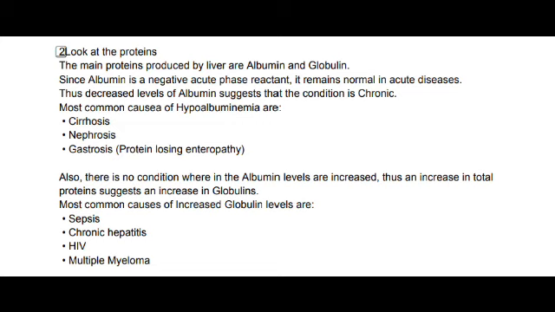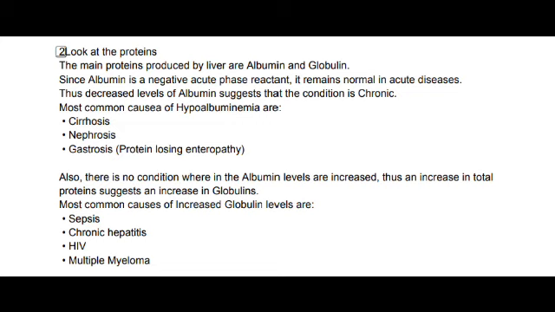And the most common causes of hypoalbuminemia are cirrhosis, nephrosis and gastrosis. Gastrosis is mainly the protein losing enteropathy, and nephrosis is mainly the nephrotic syndrome wherein the proteins are lost in urine. And also there is no condition in the body wherein the albumin levels are decreased.